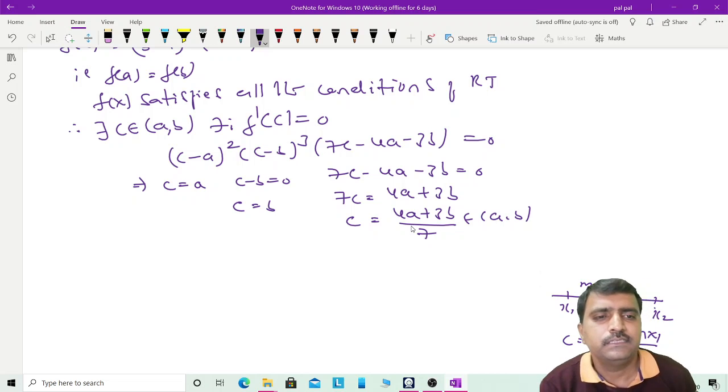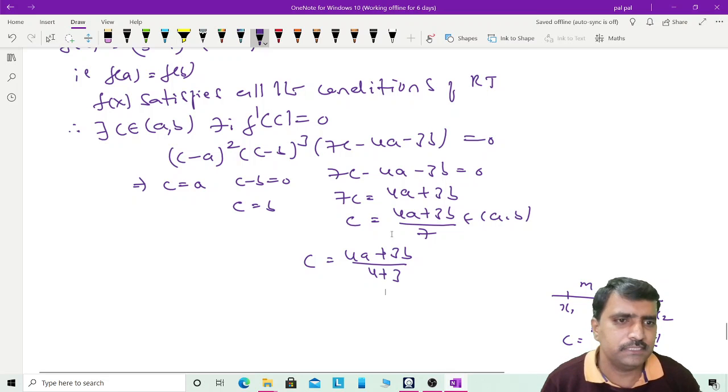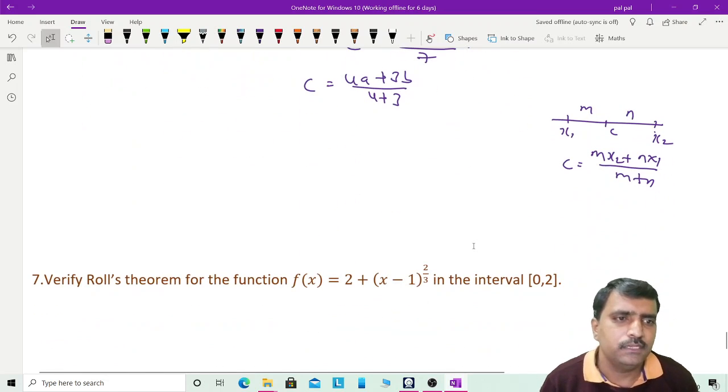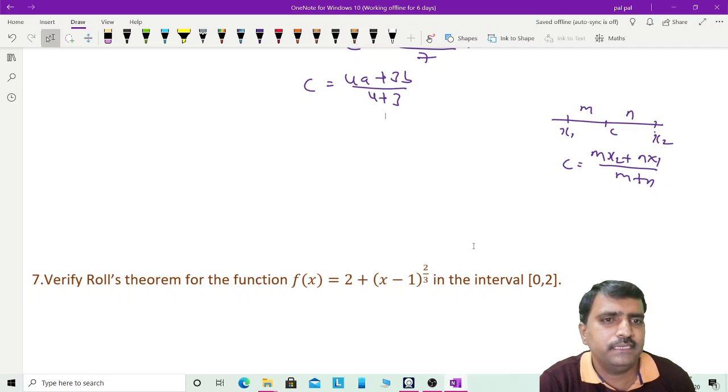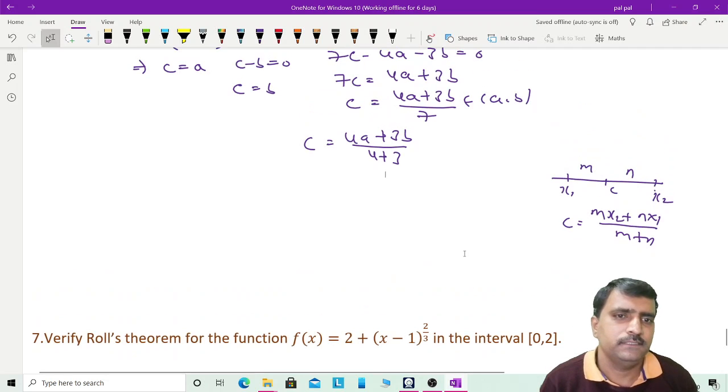Similarly here, AB is divided, so here c can be written as 4a plus 3b divided by 4 plus 3. Sorry, I think it is not possible to see. Okay, now you can see this is 4a plus 3b divided by 4 plus 3. So 7 can be written as 4 plus 3, right?